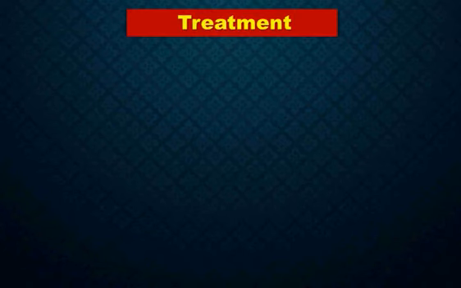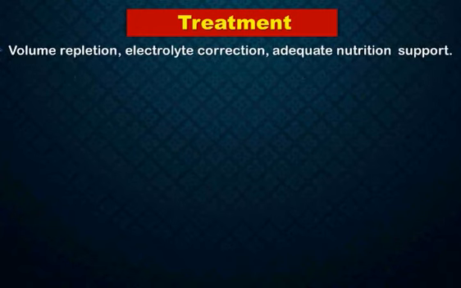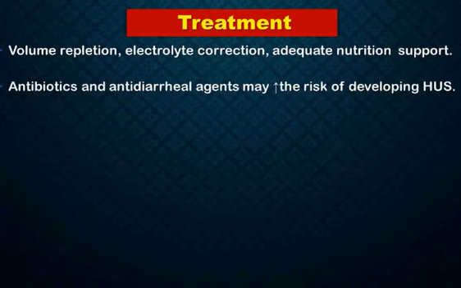Now the treatment. This is a correctable acute kidney injury. Volume repletion, electrolyte correction, adequate nutritional support. Antibiotic and antidiarrheal agent may increase the risk of developing HUS. So it should be avoided, contraindicated.